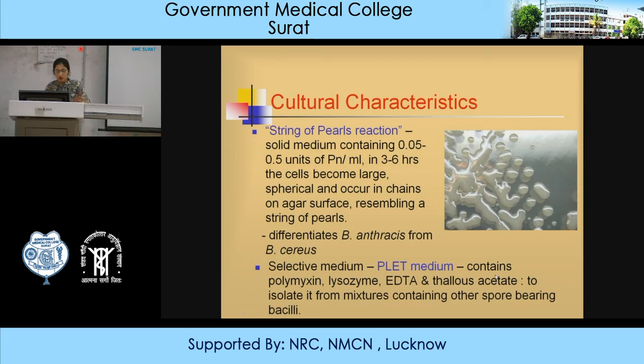One of the selective media used for Bacillus anthracis is PLET medium. The P stands for polymyxin, L stands for lysozyme, E stands for EDTA, and T for thallous acetate. It is used to isolate it from a mixture containing other spore-bearing bacilli. So whenever the sample is mixed with other organisms, or there is contamination of the clinical samples, we have to directly inoculate in this type of plate media, which is a selective media for Bacillus anthracis.